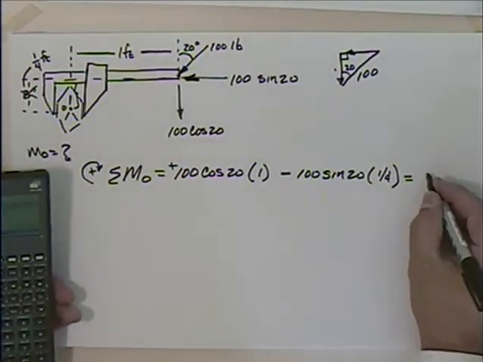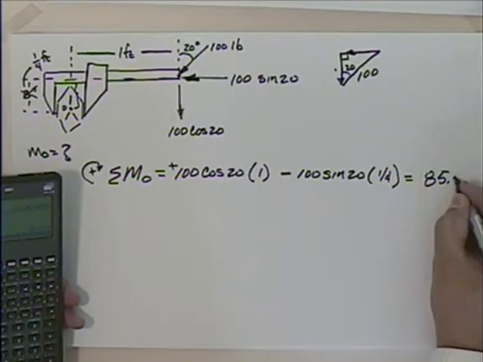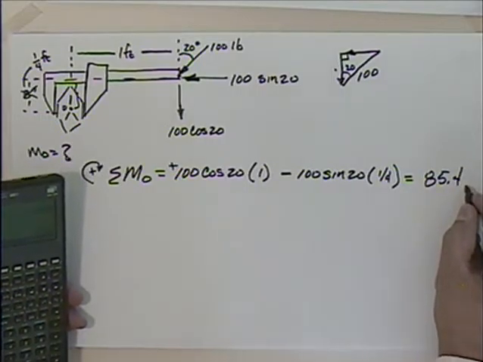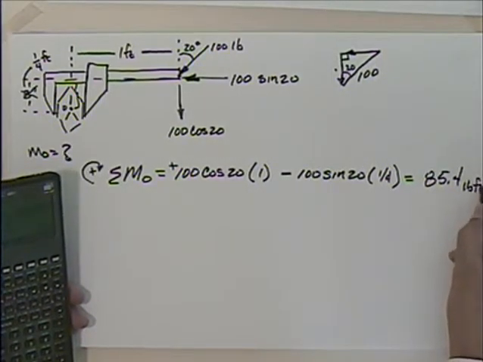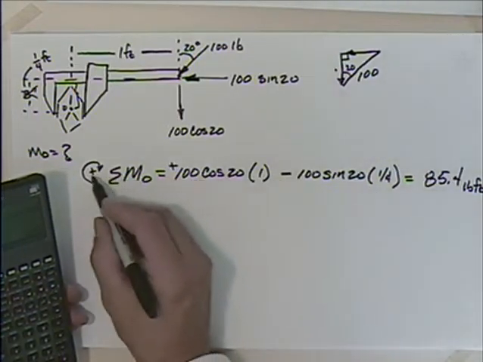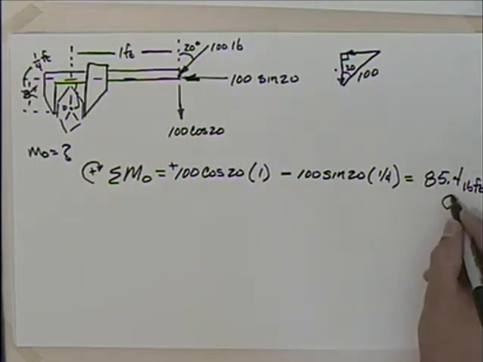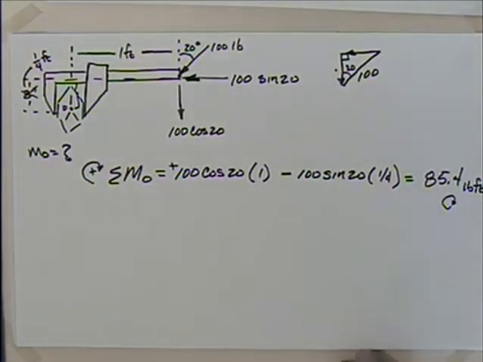I think we can make that work. That's what I was expecting. 85.4, that would be pound-feet. And that's going to be which way? Well, we've taken clockwise as positive. This turns out to be a positive number. So it's like that, right?